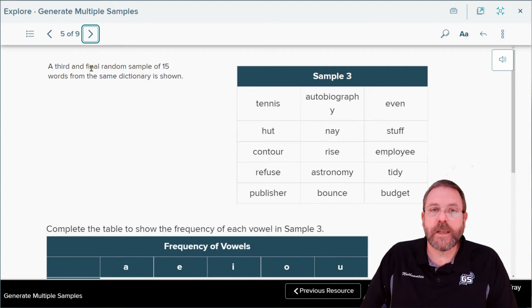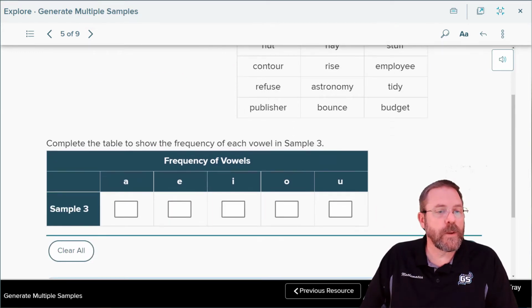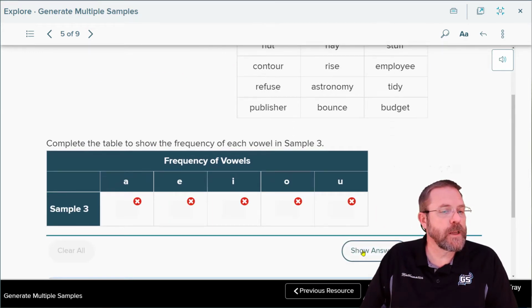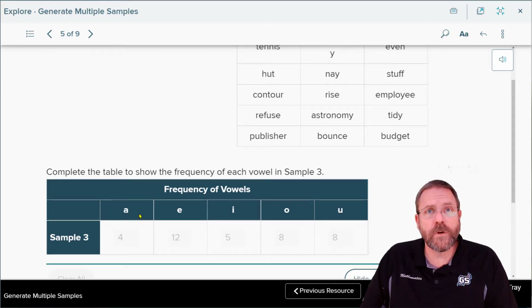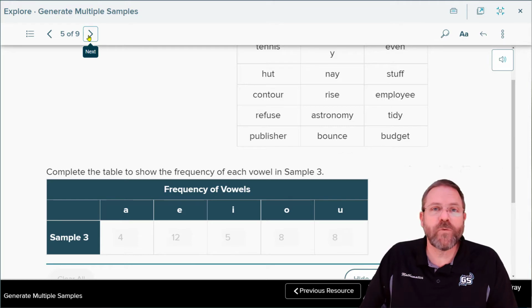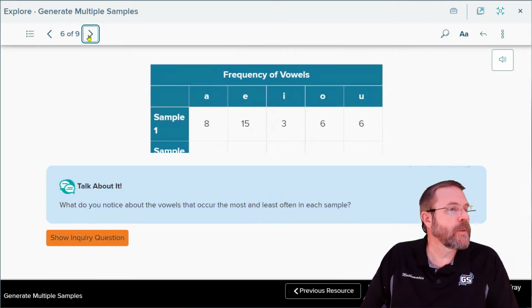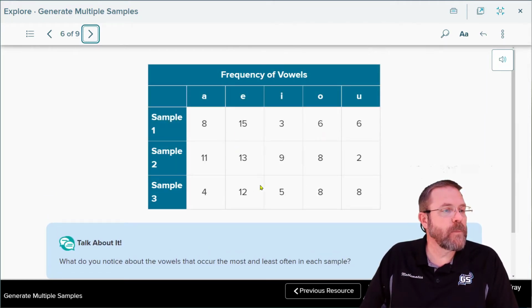Now we're going to do the same thing a third time, and for your sake, I'm just going to take and get them to show us the answers here, save some time. This time, A only occurred 4 times. Last time I think it was 10. E occurred 12, I 5, O 8, and U 8. So now we have 3 different sets of data. And with that, you can see the table filled out showing each sample and the variations you got in your data in those samples.